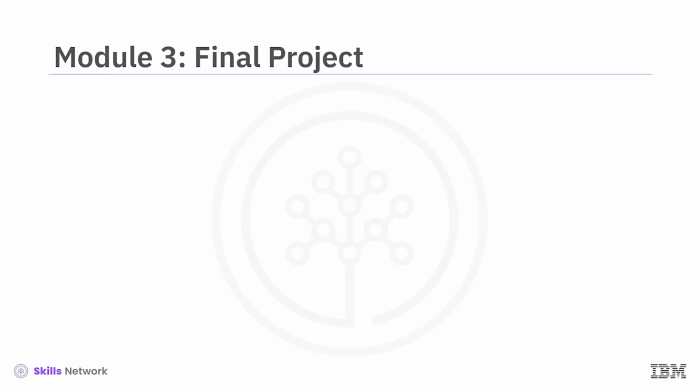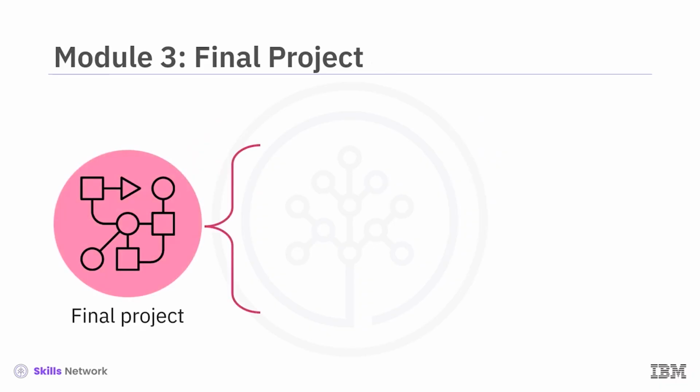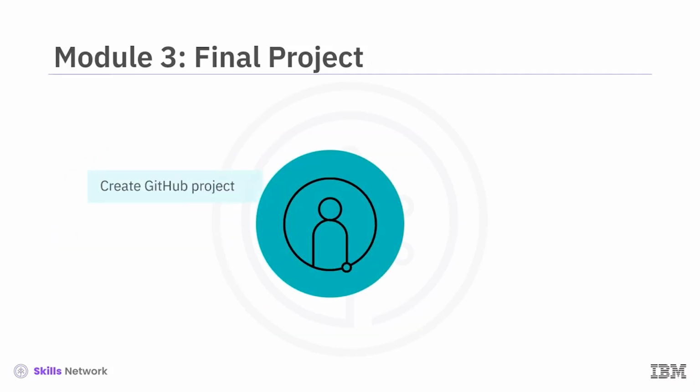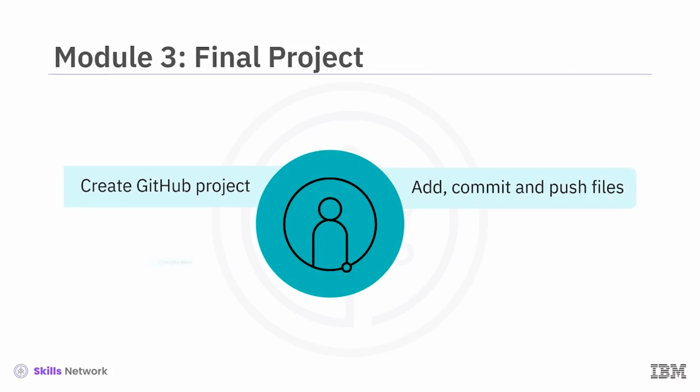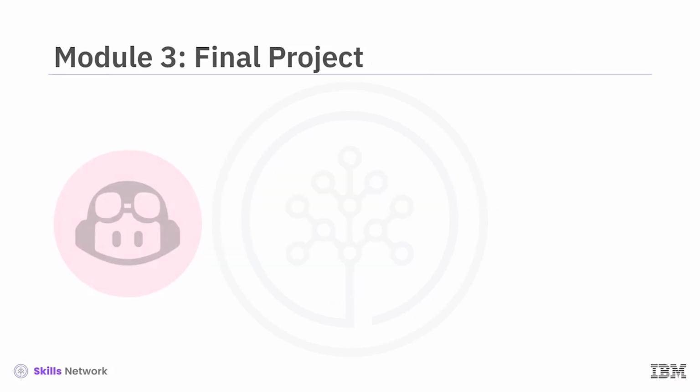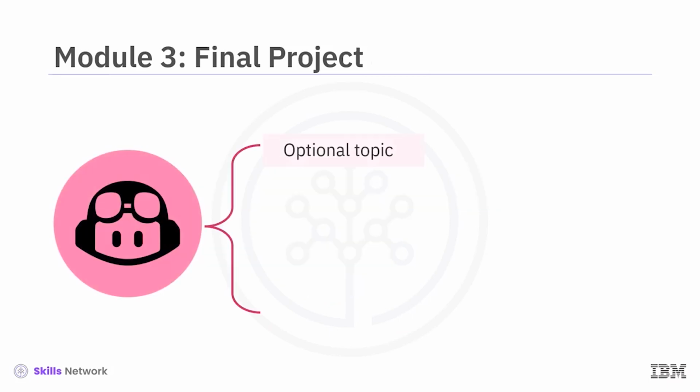In Module 3, you'll consolidate your learning with a 2-part final project. One based on the GitHub user interface, or UI, and the other on the Git command line interface, or CLI. You'll apply your knowledge by creating a GitHub project, adding, committing, pushing files, sharing the project publicly. Additionally, you'll explore an optional topic on GitHub Copilot.